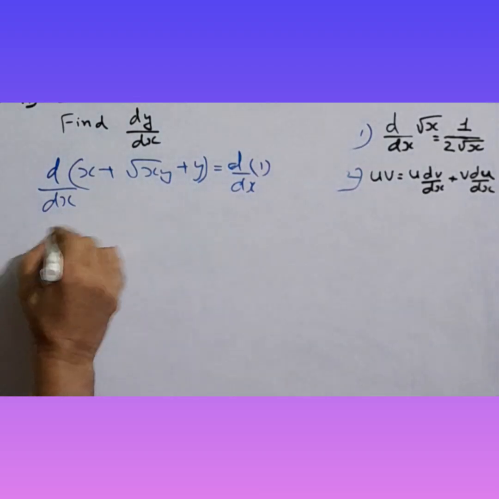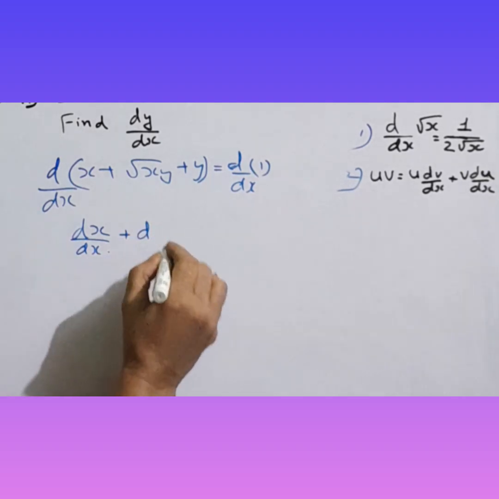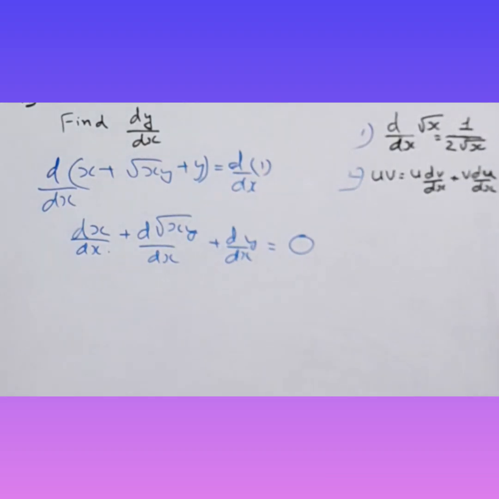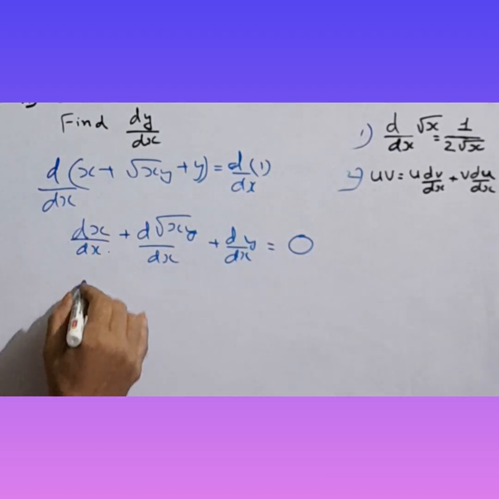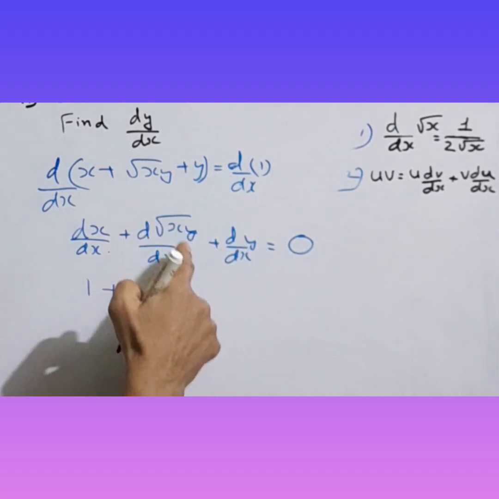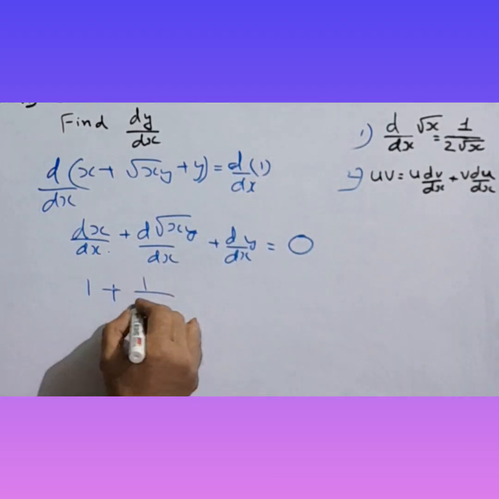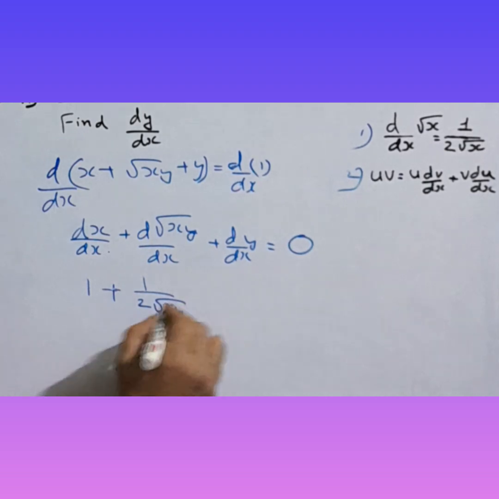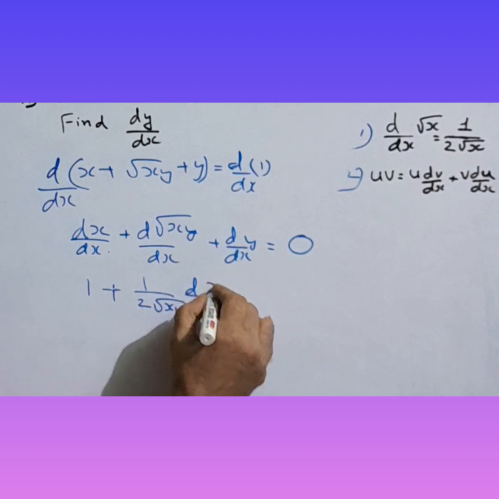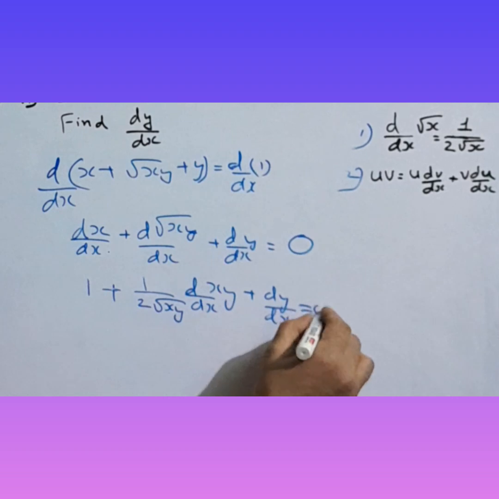So this would be d by dx, and we know the derivative of a constant is 0. So this is 1 plus, now we have to take care of a root first, so we know this is the formula that we are going to use. What we end up with is 1 upon 2 root of xy, and by the chain rule, d by dx of xy, plus dy by dx is equal to 0.